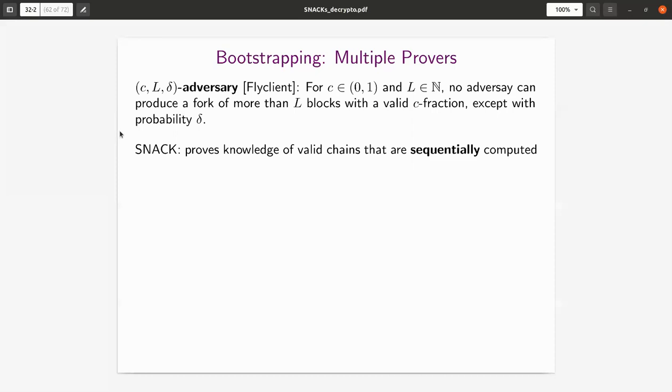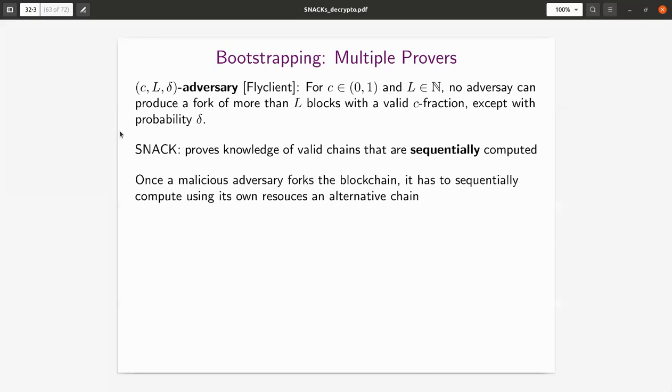And remember that snacks, by definition, are sequential, and they prove knowledge of valid chains that are sequentially computed. This intuitively says that once a malicious adversary tries to fork somewhere from the chain, then it has to actually sequentially compute, using its own mining resources, an alternative chain that is hopefully long enough to convince the verifier. So it has to really use its own resources, and it cannot recycle publicly available information due to the strict sequentiality requirement on the snacks, which is what you expect for a sequential object like a blockchain.